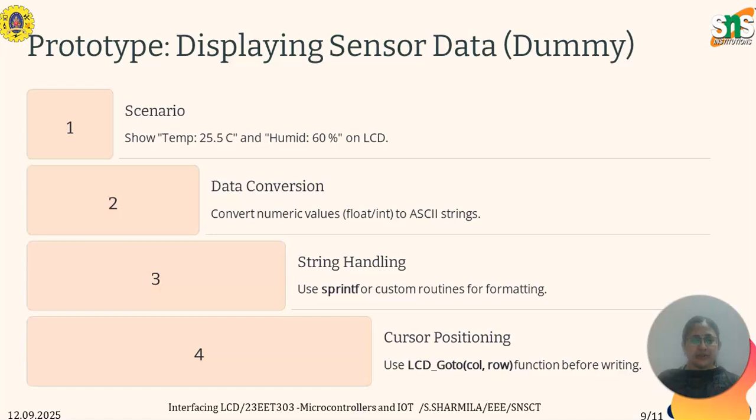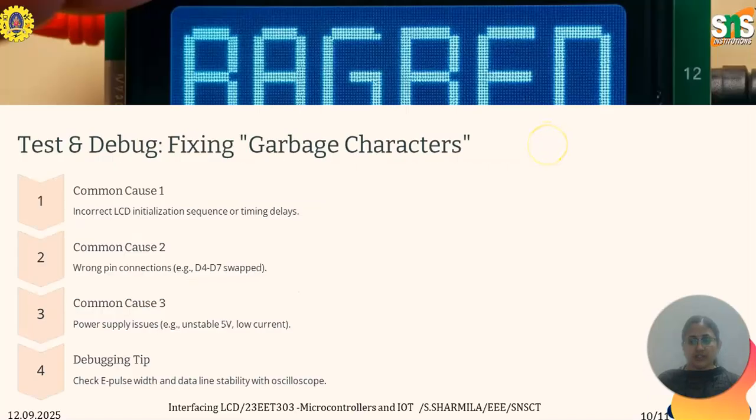Based on this, we have developed a prototype that is displaying sensor data. The first scenario is to show the temperature 25.5 degrees Celsius and humidity 60% on the LCD. For data conversion, convert numeric values, that means float and integer values, to ASCII strings. For string handling, use printf or custom routines for formatting. For cursor positioning, use the LCD control function before writing.